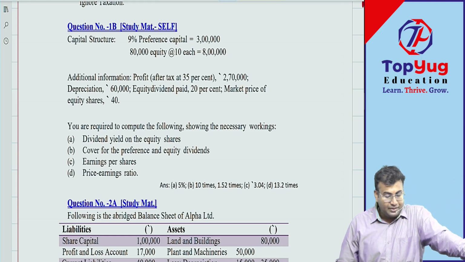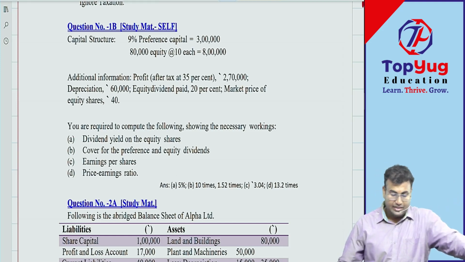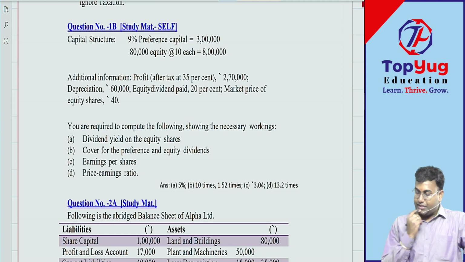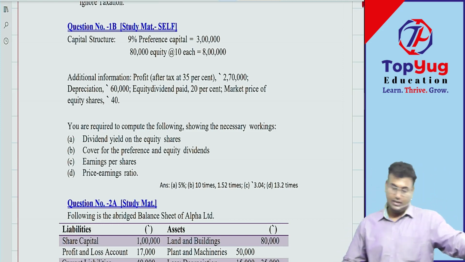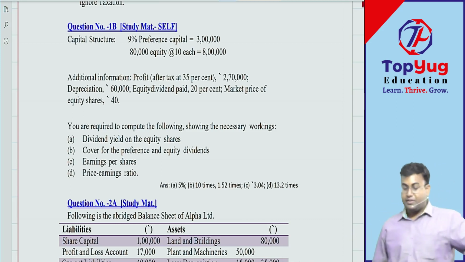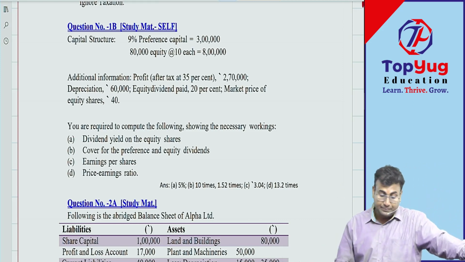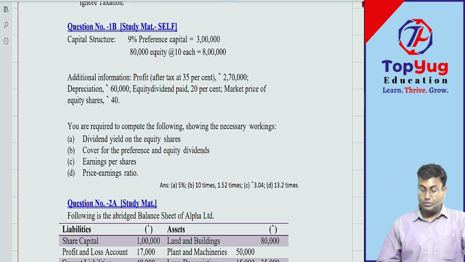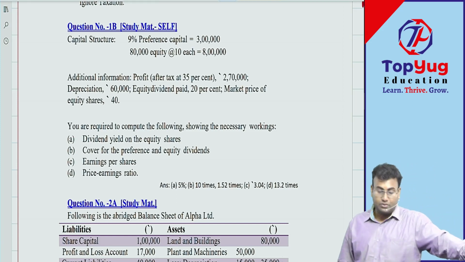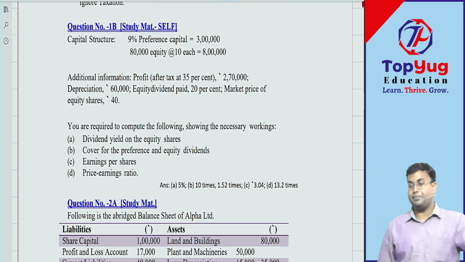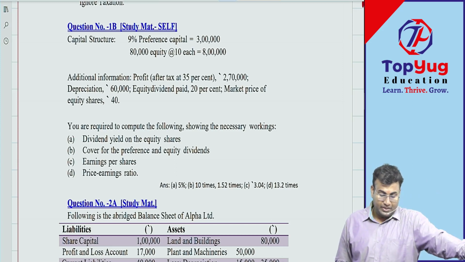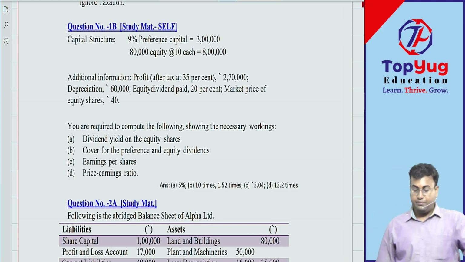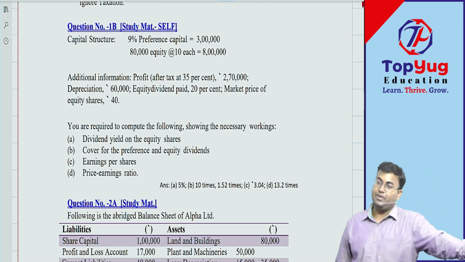Question 1B. So capital structure: 9% preference capital 3 lakhs. 80,000 equity shares at 10 each, 8 lakhs. Done. So total capital is how much, dear? 11 lakhs. Right. Additional information: profit after tax at 35% tax rate is 2,70,000. Depreciation, that is a fixed cost, 60,000. Equity dividend paid 20%. Means 20% of the face value is being paid as equity dividend. Right. Market price of the share is 40. First question, dividend yield on equity shares.